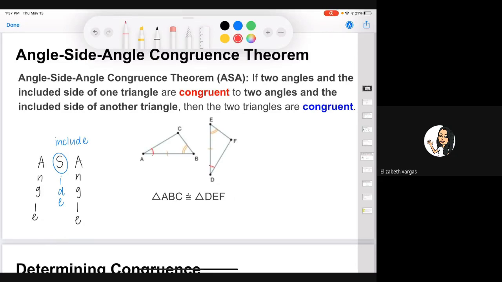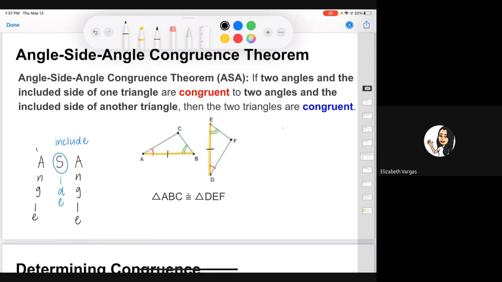This angle is congruent to this angle. This angle is congruent to this angle. Now let's look for the included side. This is the included side. Are the sides congruent to each other? Well, yes, this symbol tells me that they are. And so because those two angles are congruent to each other and the included side are congruent to each other, we can use the angle side angle theorem to prove that these two triangles are congruent.